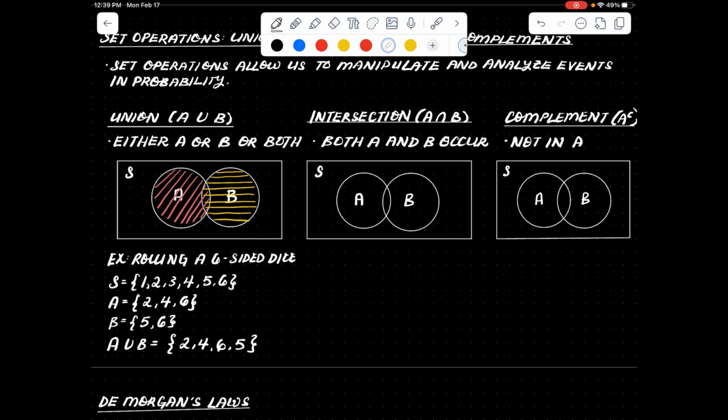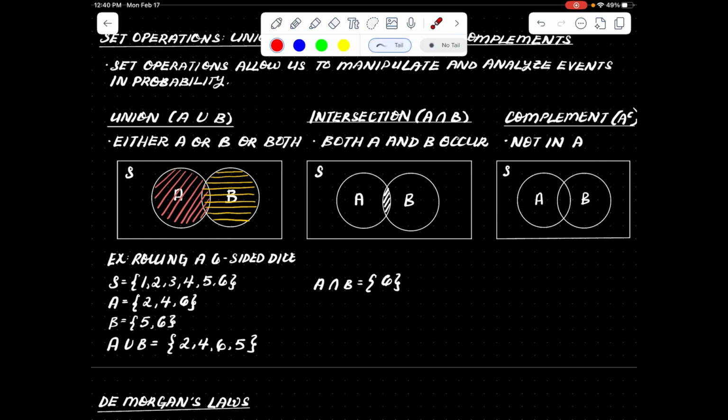Next, we have the intersection. So the intersection of two events, which is A intersect B, is the event that represents where A and B are happening at the same time. So both of them have to happen at the same time. If we look at this on our Venn diagram, that would be this region here. Now going back to our dice example, A intersect B is the event that A and B happen at the same time, which just happens to be 6.